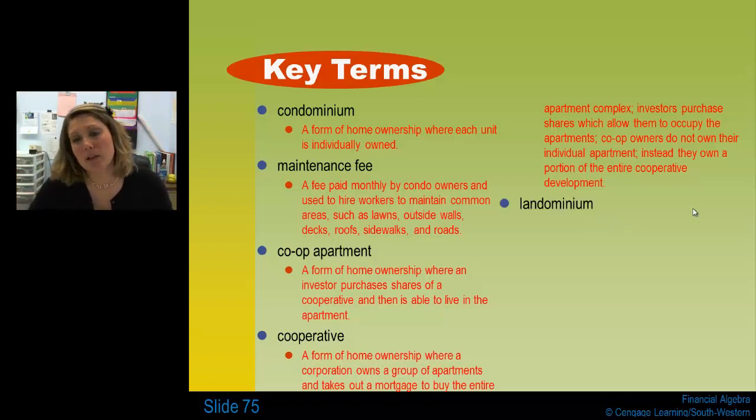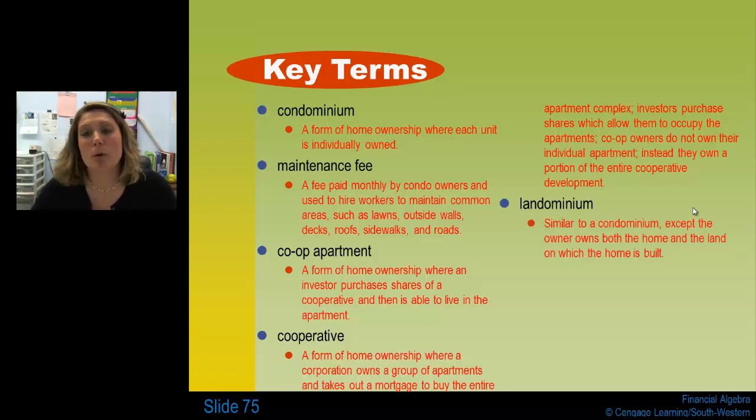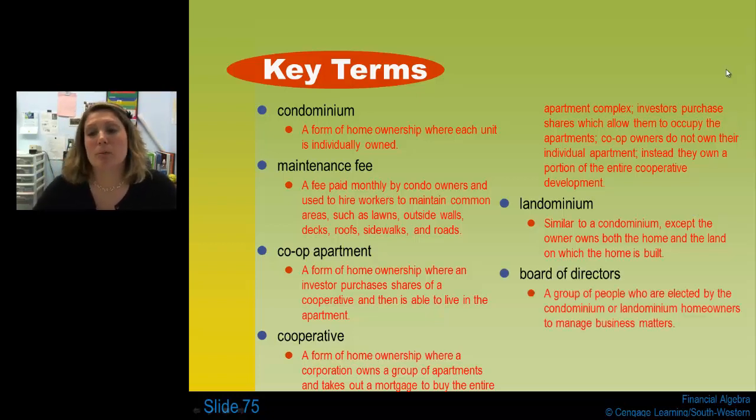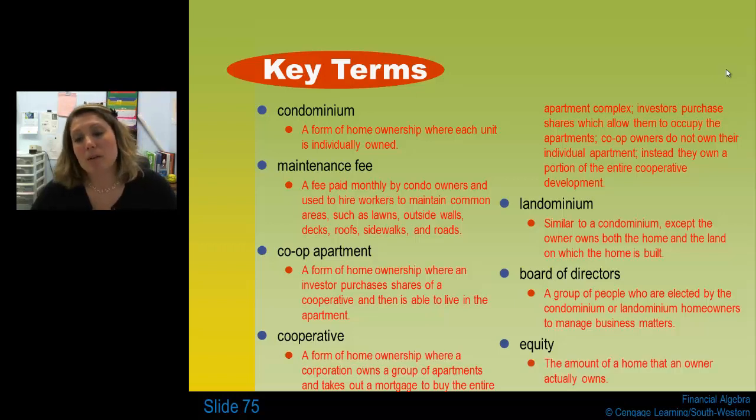A landominium is similar to a condominium, except the owner owns both the home and the land on which the home is built. Board of directors. This is a group of people who are elected by the condominium or landominium owners to manage the business matters of it. Equity. This is the amount of a home that an owner actually owns. So over time, you gain equity in the home as its value increases. You actually gain money on it.